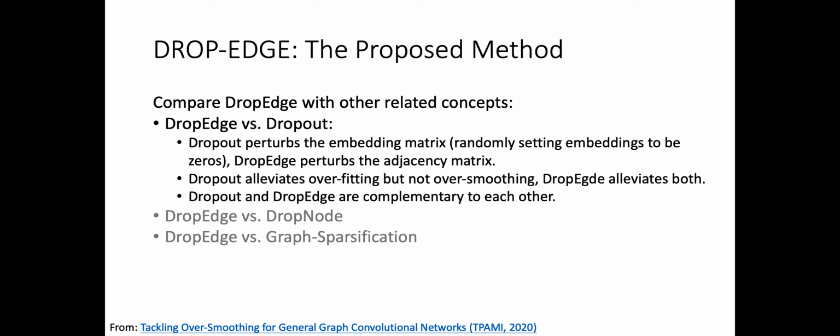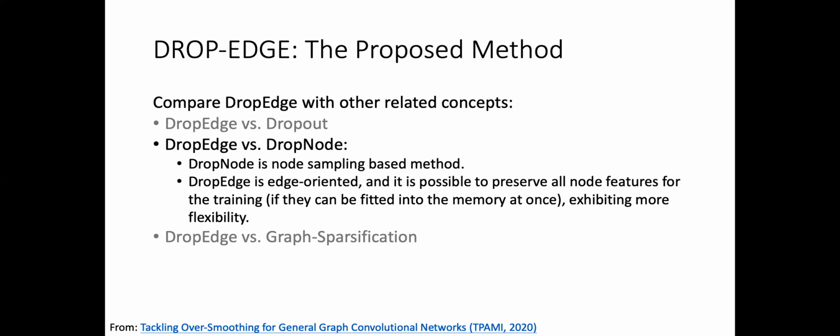To compare the functions, dropout only alleviates overfitting, but it cannot help with the oversmoothing problem. DropEdge can alleviate both problems. Also, dropout and DropEdge are complementary to each other, which means we can use both. The other concept is DropNode, a node sampling based method. The difference is that DropEdge is edge oriented, while DropNode is node oriented. With DropEdge, it is possible to preserve all node features for training, if they can be fitted into memory at once, which means it may exhibit more flexibility.